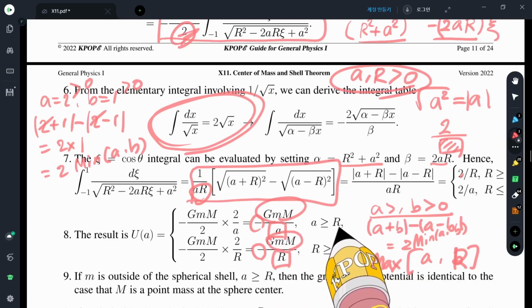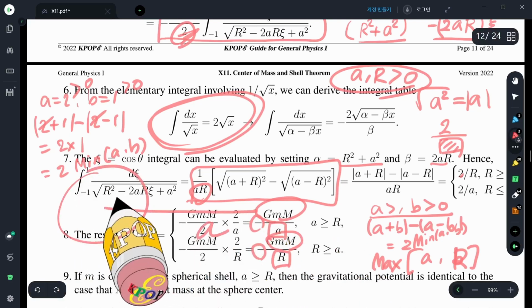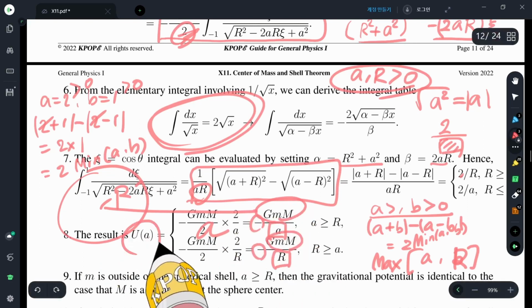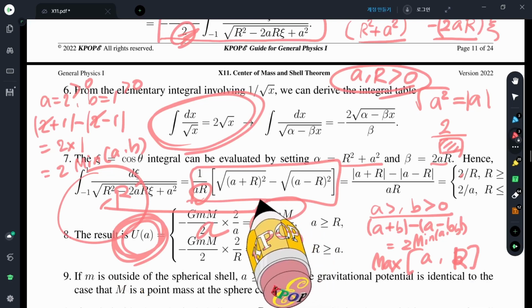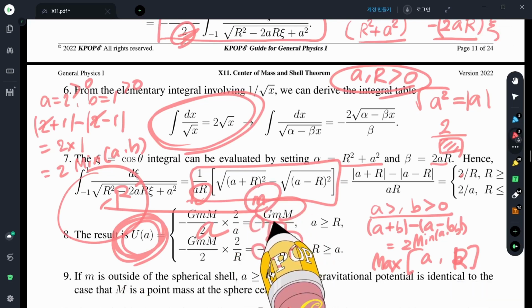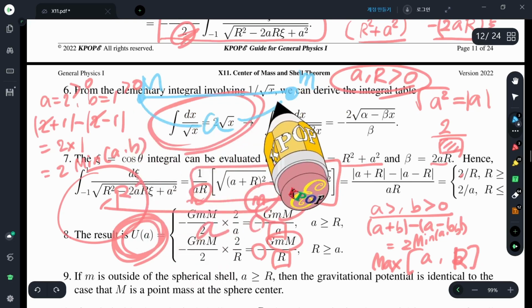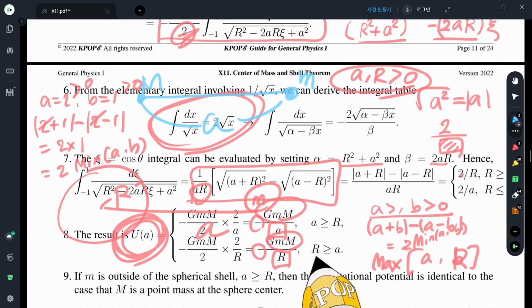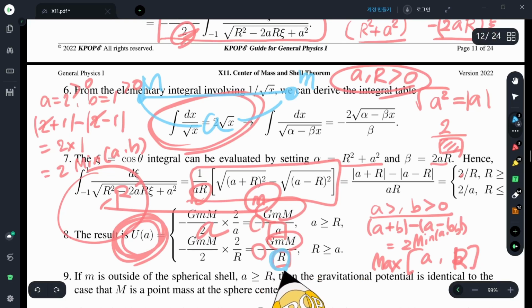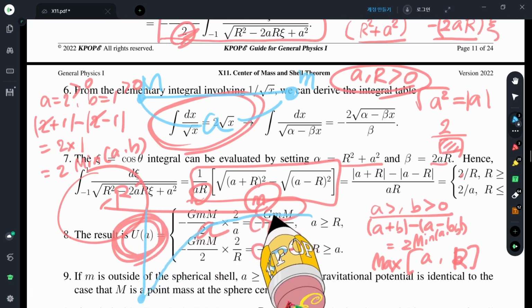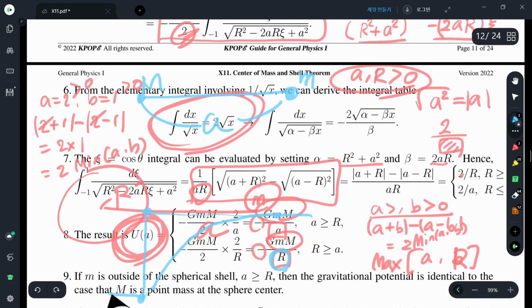So if a is greater than the radius, then the gravitational potential energy of an object with the small m is the same as the gravitational potential energy between two point particles with the distance a. The next case: if the radius is greater than the distance between the center and the small m, then it is frozen to be the radius. That means the gravitational potential decays, but it cannot decay arbitrarily. At a certain point, when this radius matches, this particle arrives at the surface.